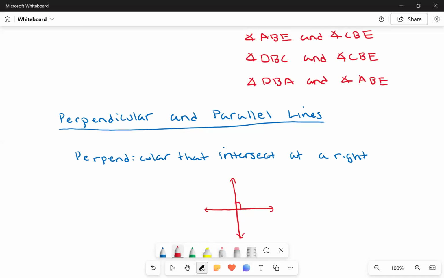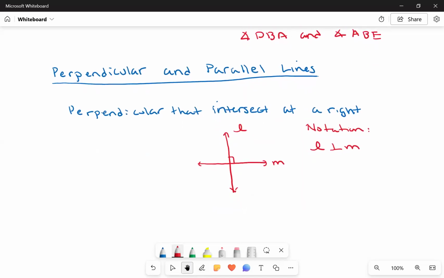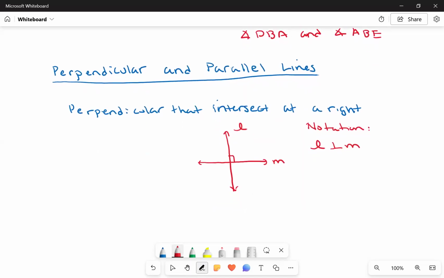I do want to give some notation here. So if I call this the line L and the line M, the notation we can use is kind of like an upside down capital T. That's the notation we can use to represent perpendicular. Okay. That says L is perpendicular to M. And we know, especially once we start switching into cursive L's, that we're talking about lines.